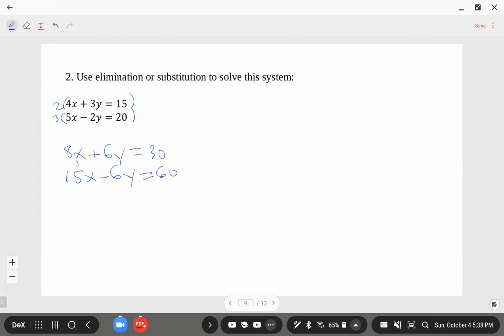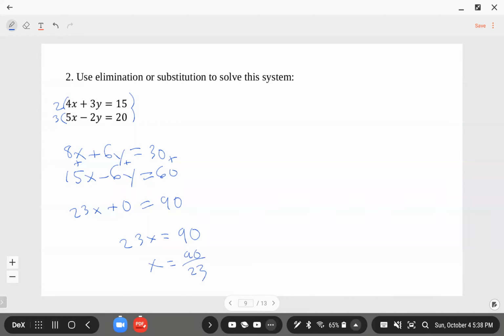Let's try adding again the x's, y's, and the numerals. Okay, 8x plus 15x, what is that? That is 23x. And then 6y plus negative 6y. That's a 0, right? We eliminated it. And then that should be equal to 90. 23x equals 90. x equals 90 over 23.